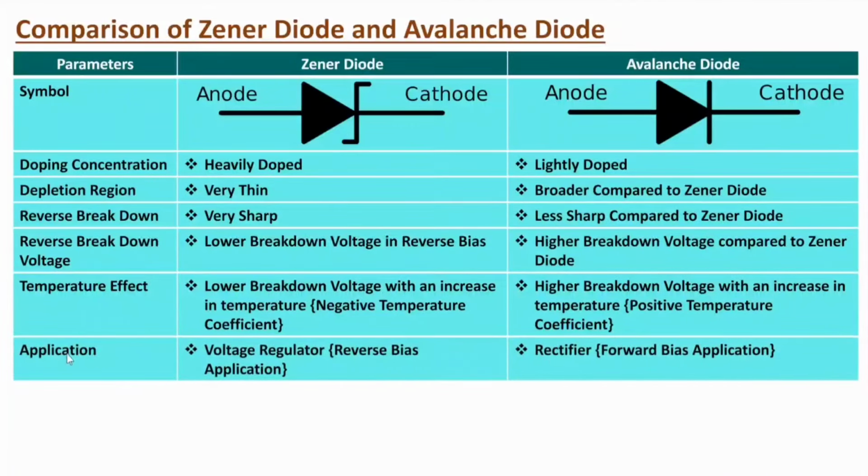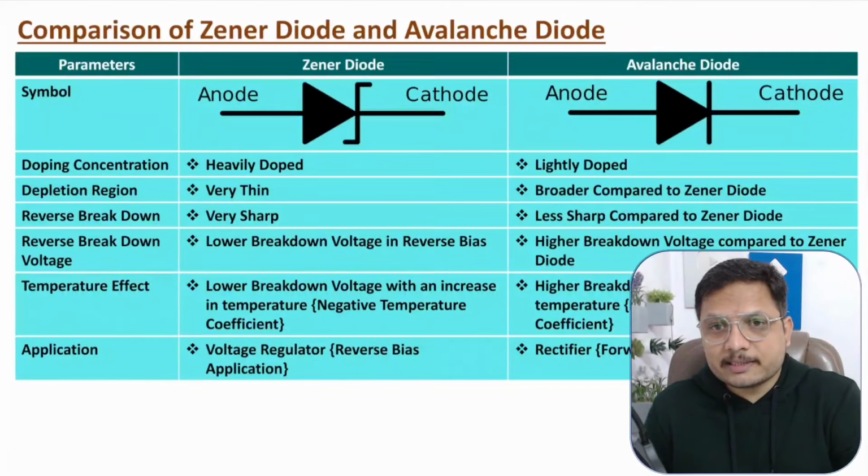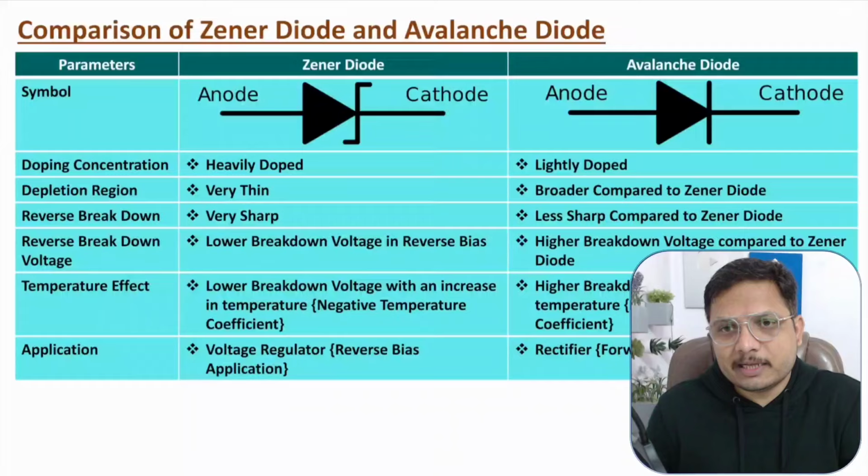And when we talk about applications, Zener diode has so many applications. Like, one can use Zener diode as a voltage regulator in reverse bias, while avalanche diode, we use it in so many applications like rectifier, clipper, clamper, right? And usually we operate this avalanche diode in forward bias applications, right? So that is how the basic comparison is there between Zener and avalanche diode.